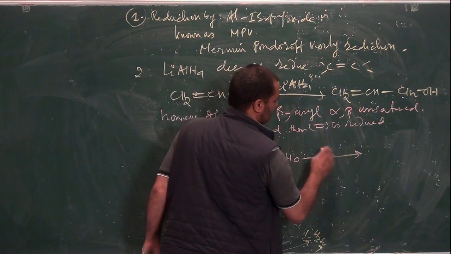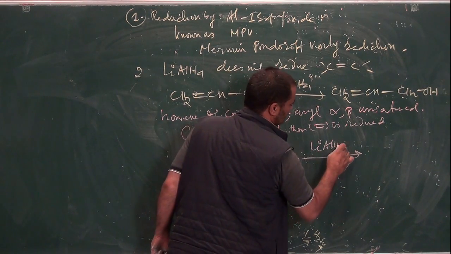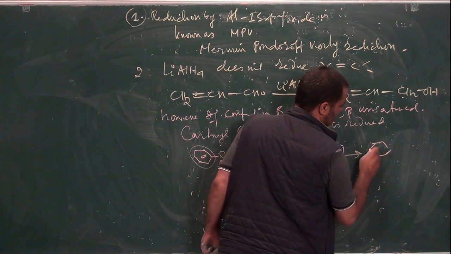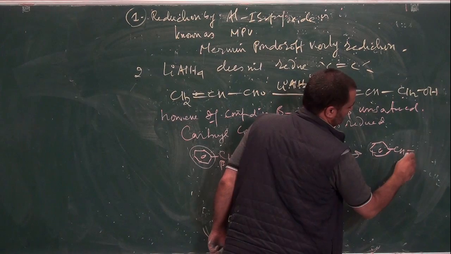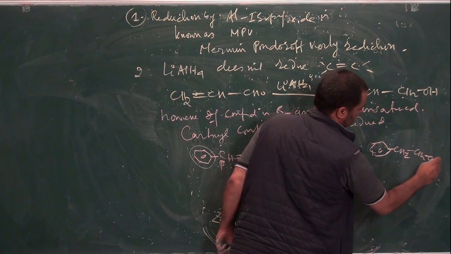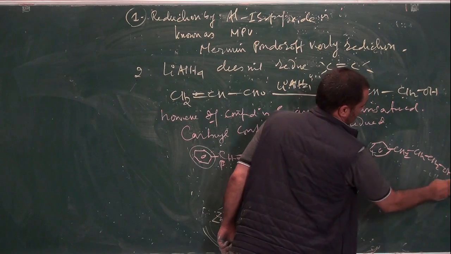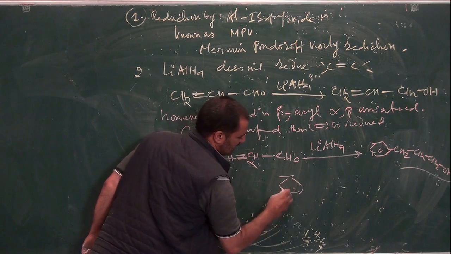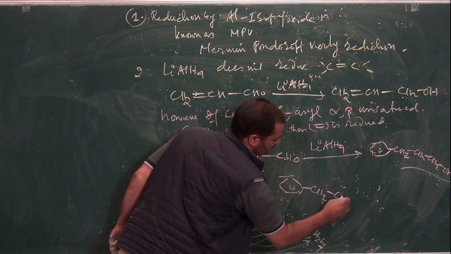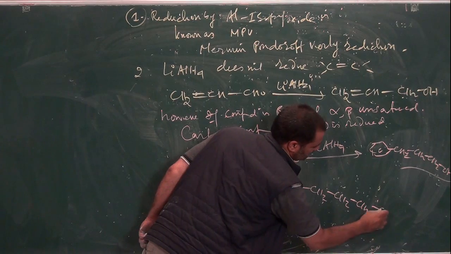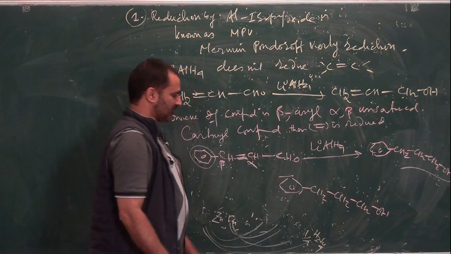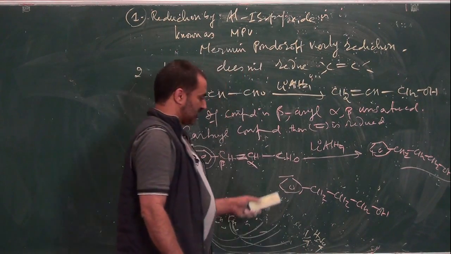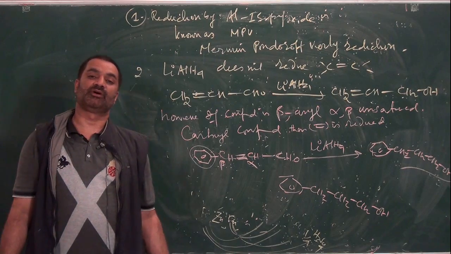carbonyl compound. If it is treated with lithium aluminum hydride, it gives C6H5CH2CH2CH2OH. So I will write here once again, C6H5CH2CH2CH2OH. So this is a beta aryl alpha beta unsaturated carbonyl compound. In this case, both the double bond as well as the carbonyl part are reduced.